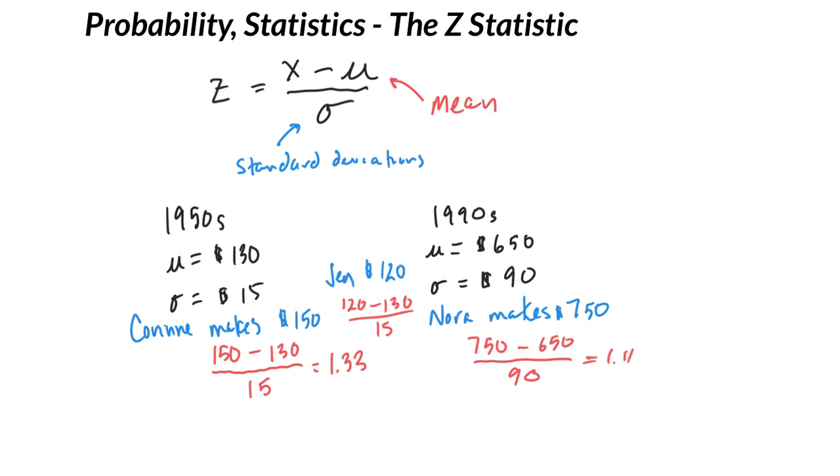So again, the z-statistic is just figuring out how different an individual is from the average, in terms of how many standard deviations away.